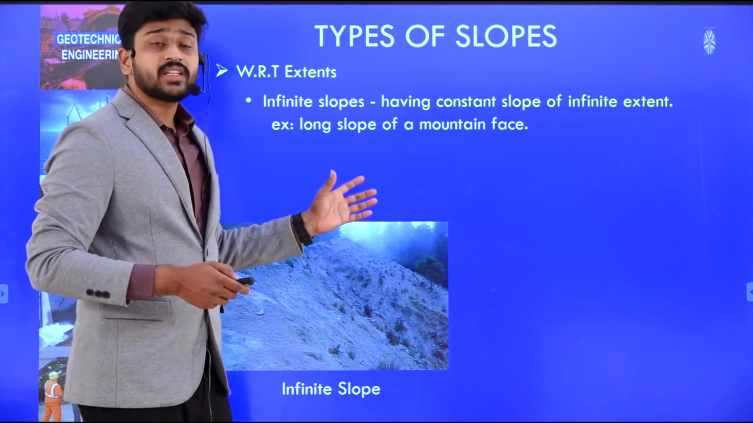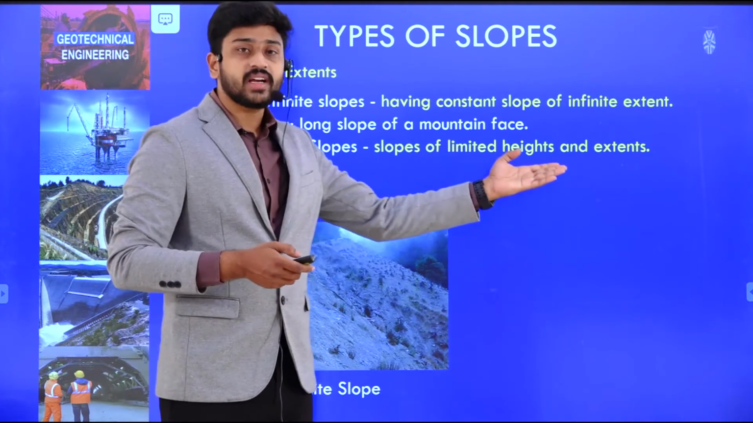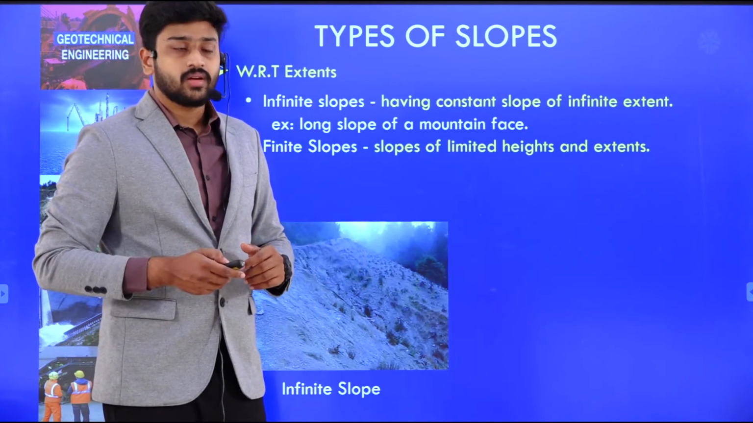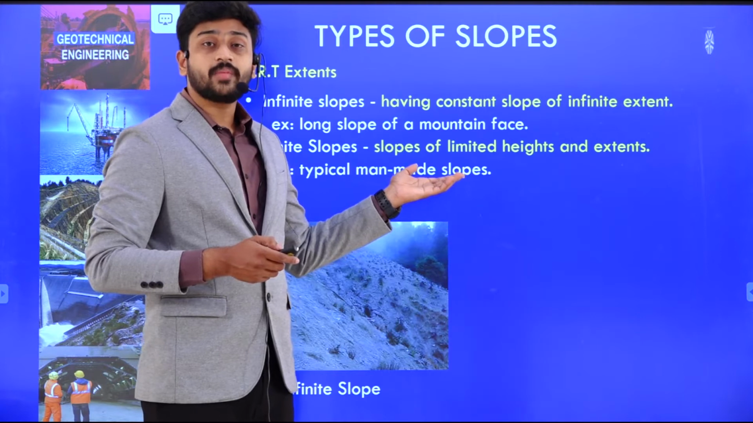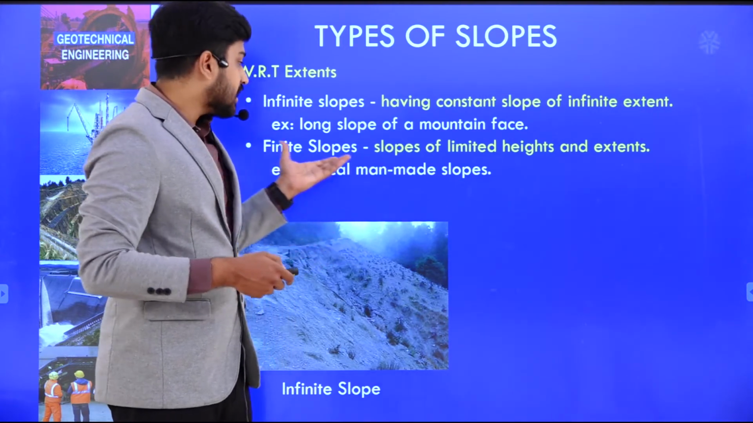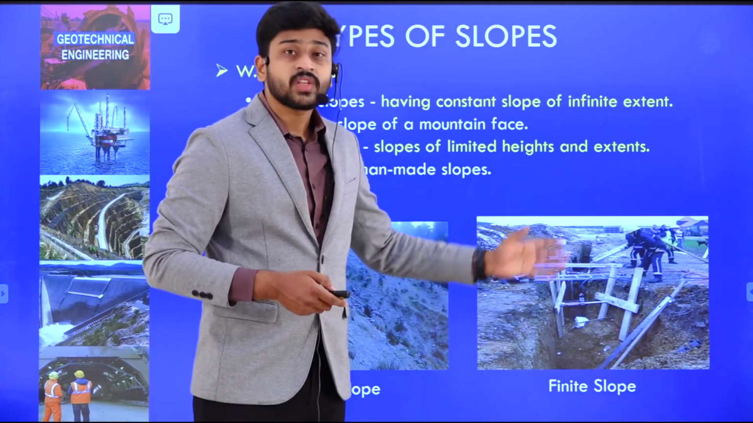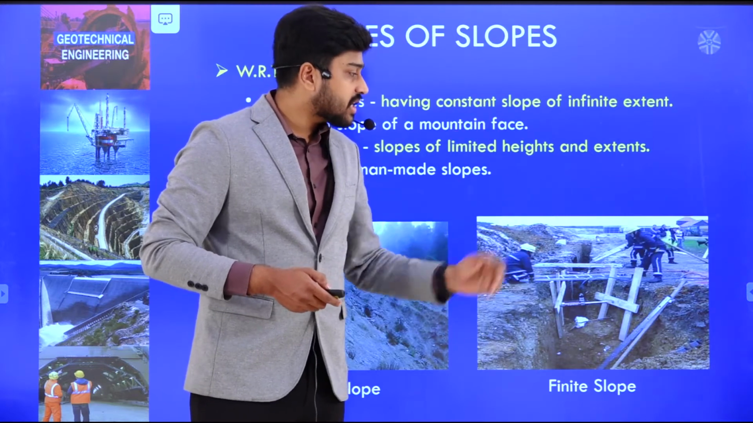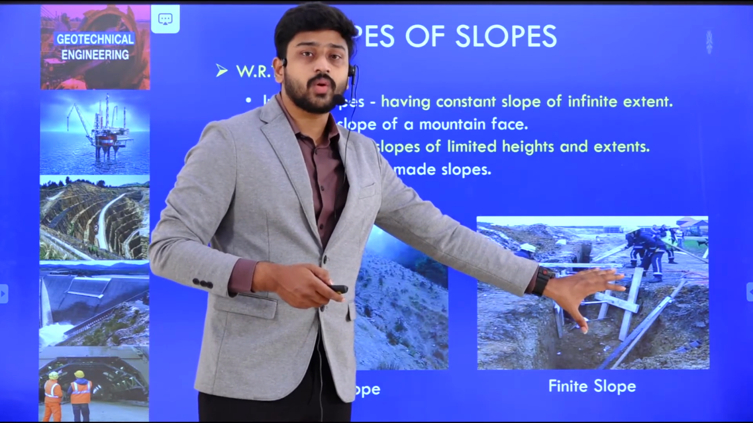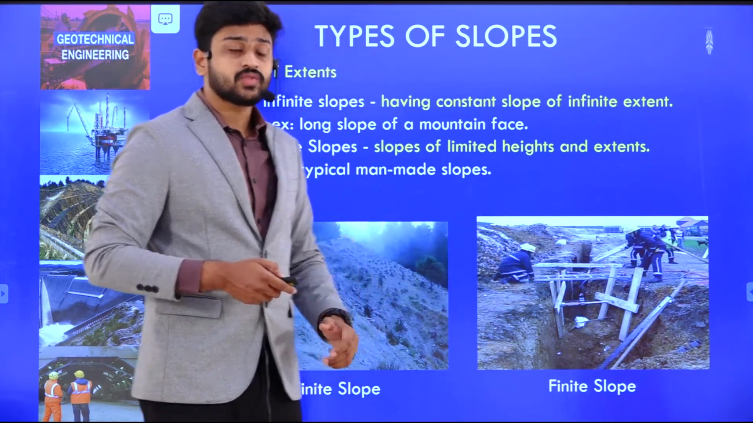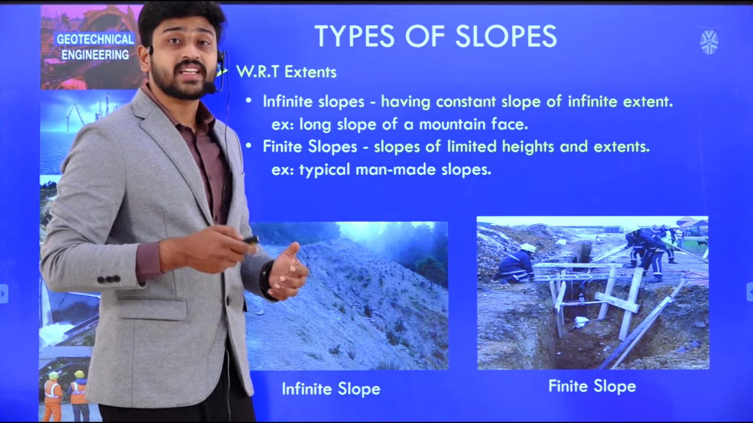Coming to the other one, it is the finite slope. That means these are up to limited heights and up to a short extent. These are generally man-made. Whatever man-made slopes we are preparing are generally finite slopes. If you look at this diagram, this is a small trench, and in that trench a small inclined surface is dug along this region. So this is a finite slope, restricted up to a certain depth itself, and this is the infinite slope. This is the classification based on extent.